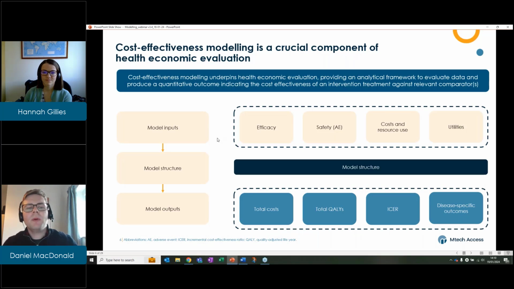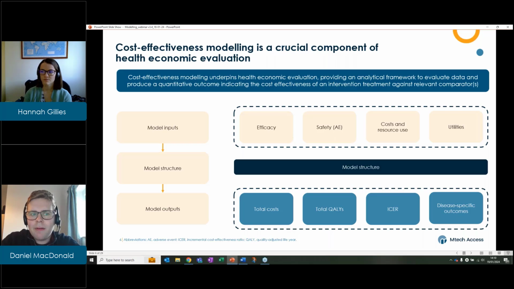So if we bring it back to modelling, and we want to provide a top-line overview of why modelling is important in economic evaluation, I think I've displayed it here in this slide, and I'll provide an overview. So cost effectiveness modelling underpins health economic evaluation, providing an analytical framework to evaluate data and produce a quantitative outcome indicating the cost effectiveness of an intervention treatment against a relative comparator.